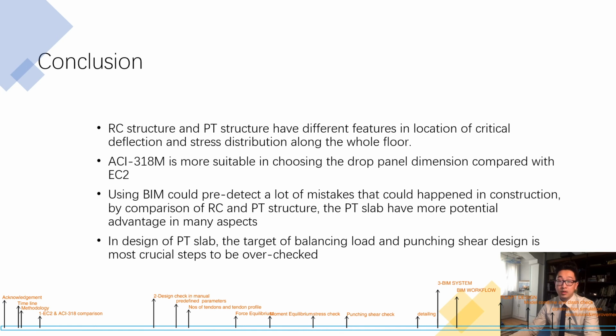By comparison of RC and PT structure, the PT slab has more potential advantages in many aspects, such as, like I said before, the performance, and also construction time and the cost of material of course. And in the design of a PT slab, the target of balancing load percentage and punching shear design are the most crucial steps to be overchecked. So these are the most important parts of the design.